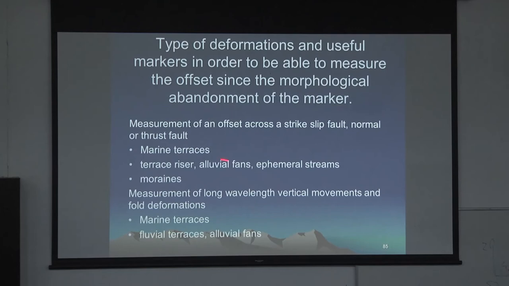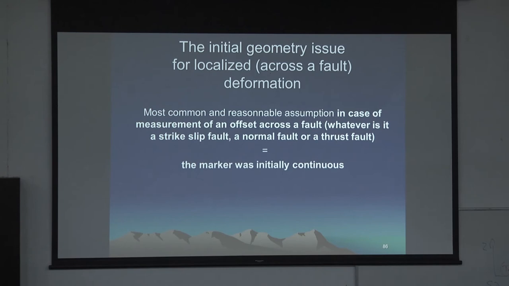If you are trying to measure long wavelength deformation associated with some fold or blind fold, then it becomes more difficult to infer the initial geometry, because you have to infer it not at the scale of your offset, but at a broader scale of several kilometers. Typically, this will be the case for vertical deformation. And in that case, the two main markers we will be using are marine terraces or fluvial terraces. So, to document offset across a fault, because it's very localized, the main assumption is that the marker was initially continuous.